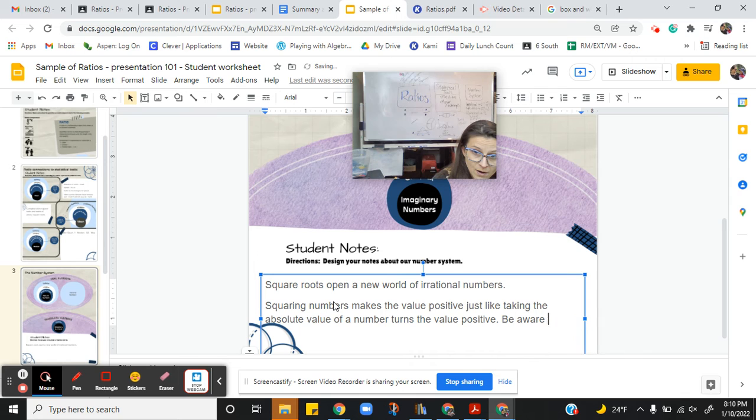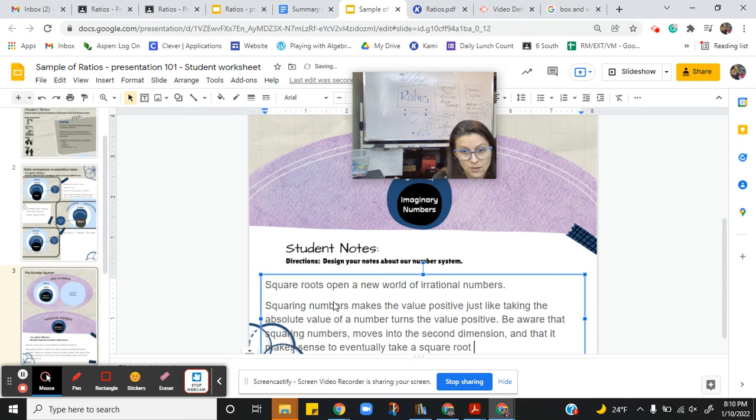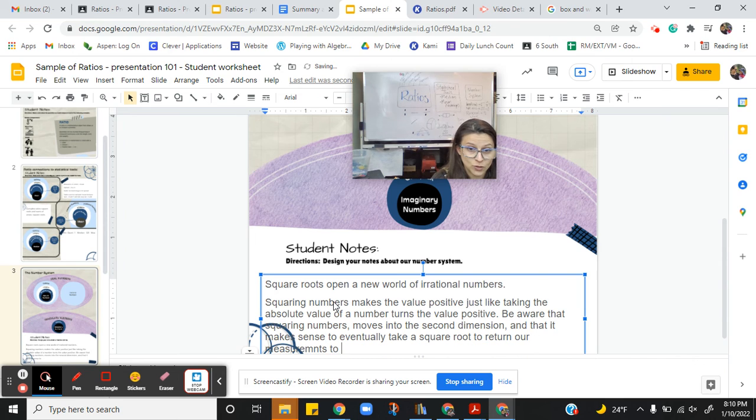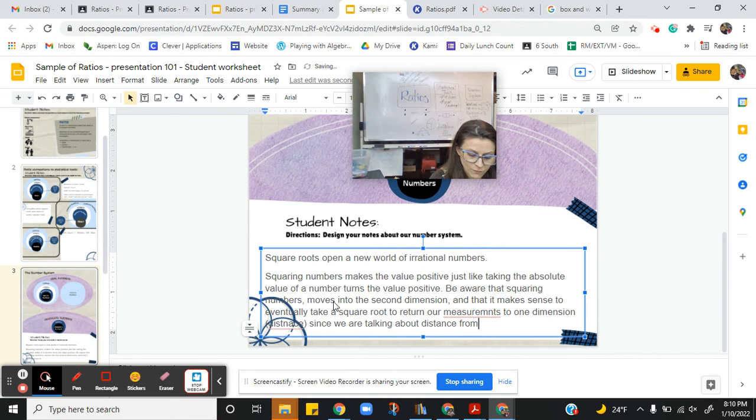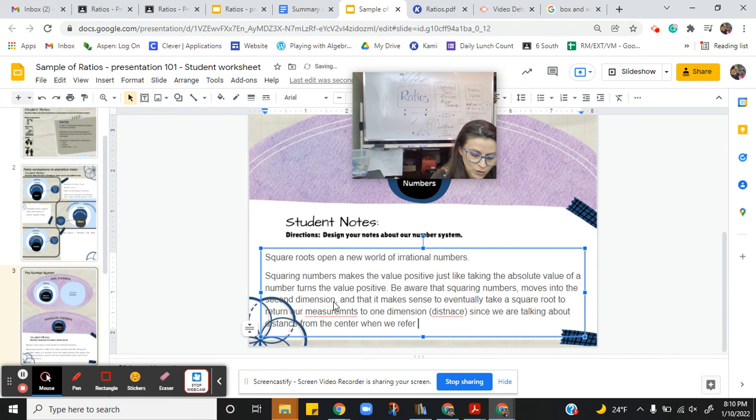Be aware that squaring numbers moves into the second dimension, and that it makes sense to eventually take a square root to return our measurements to one dimension, which is distance, since we are talking about distance from the center when we refer to the spread of data.